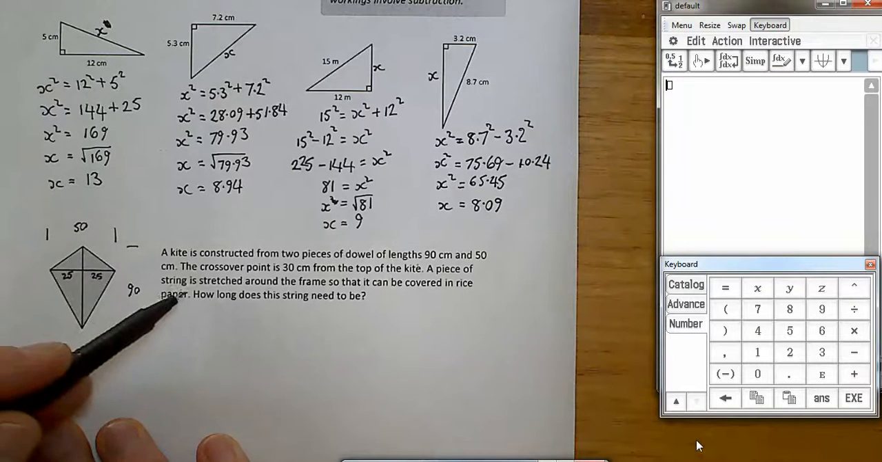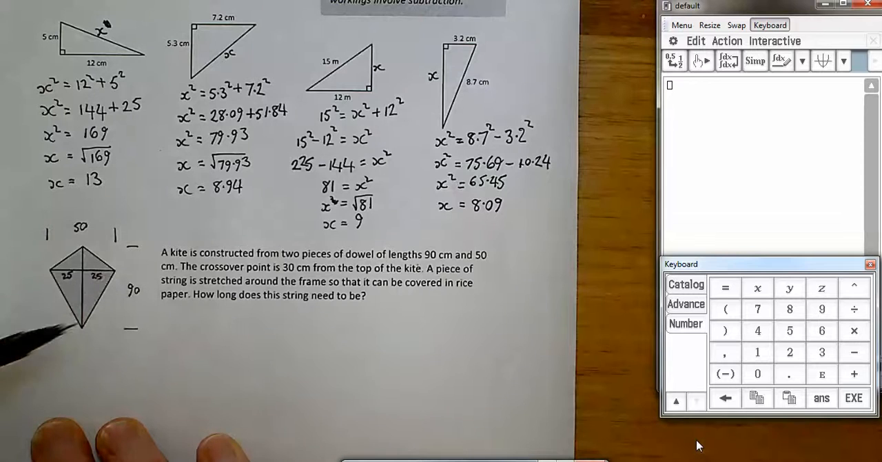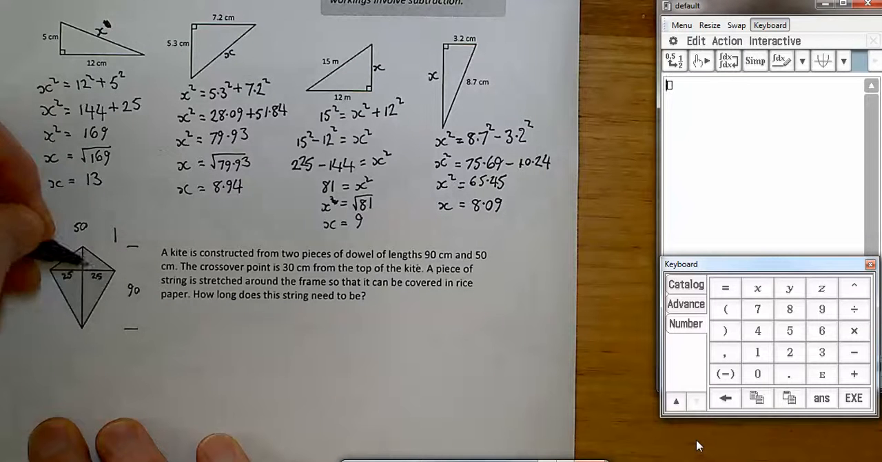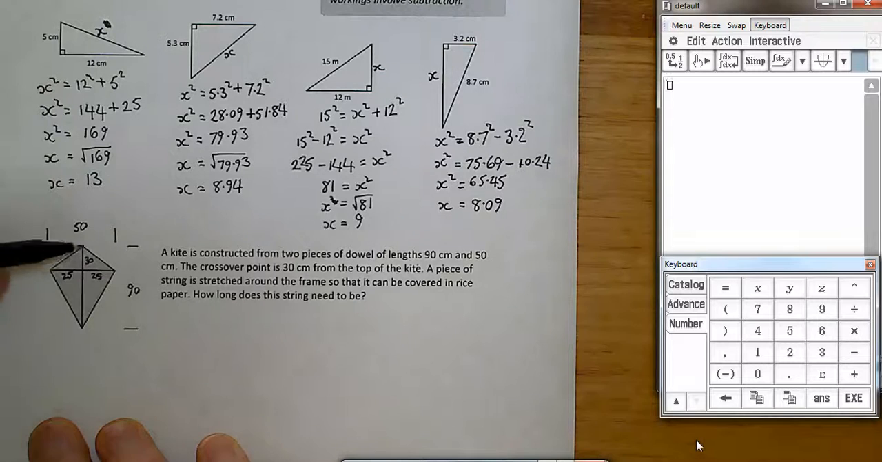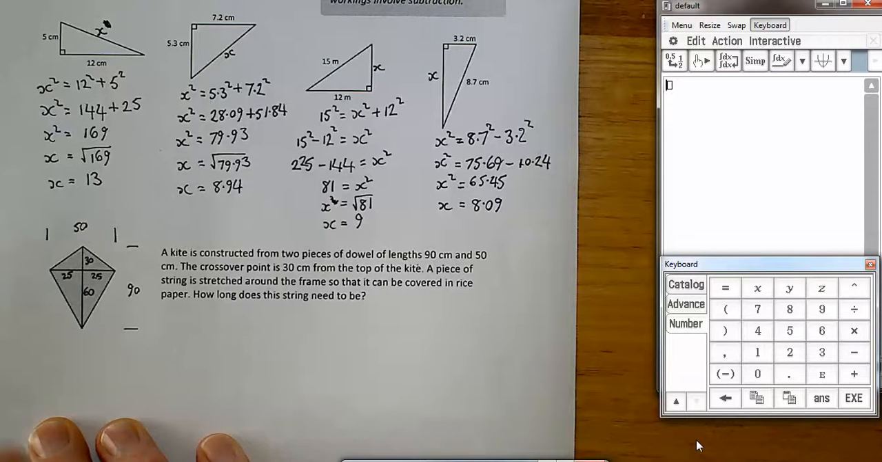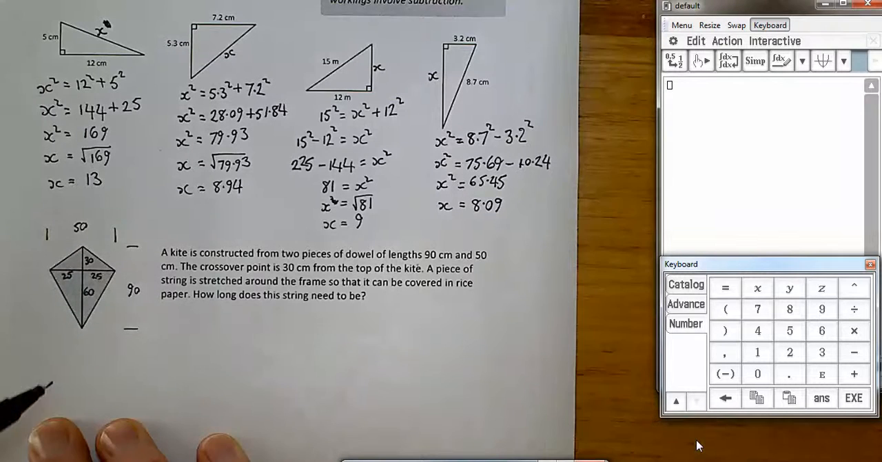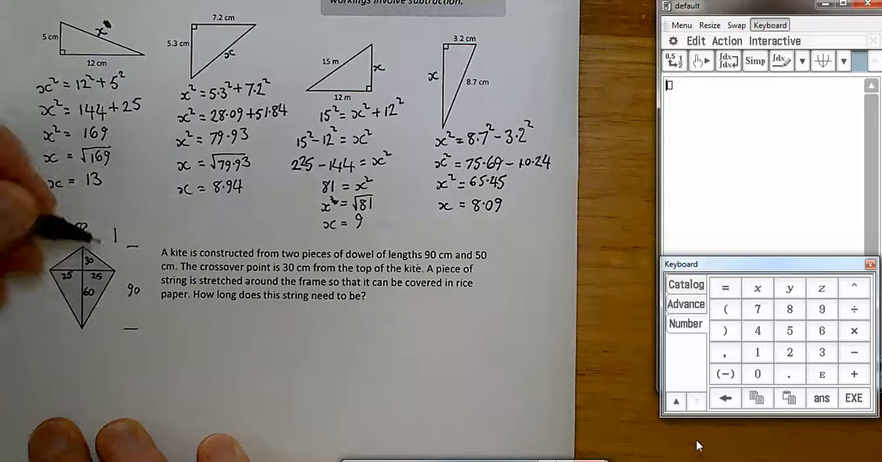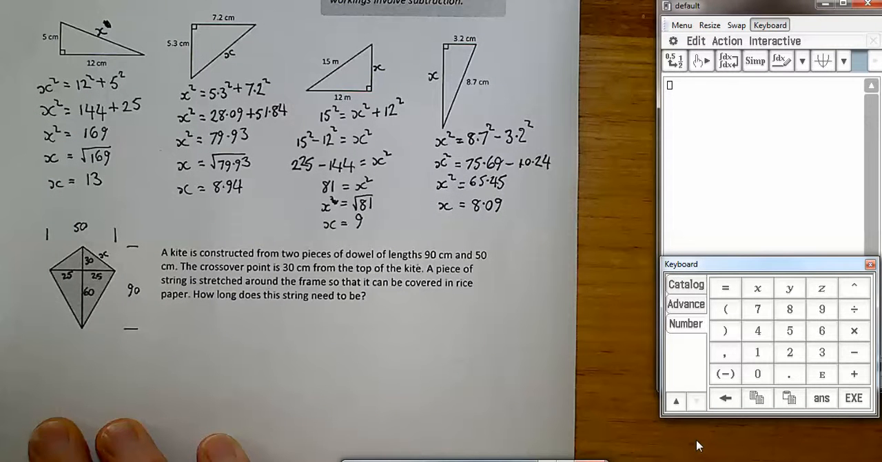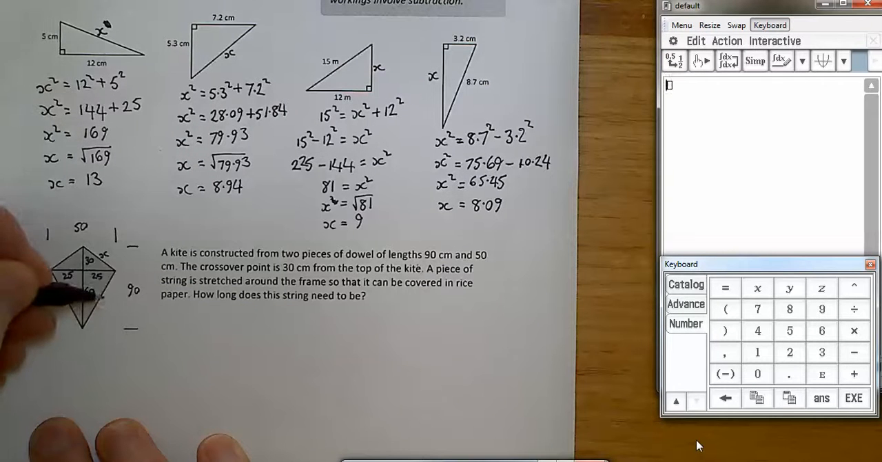And it also tells you that the crossover point of these two is 30 centimetres from the top of the kite. So that's 30 centimetres, and that whole piece of dowel there was 90 centimetres long. I guess that means that this bit here has to be 60. Now there's a piece of string that's wrapped around the kite, and we have to work out how long it is. But that's not going to be too difficult, because you can see these are right-angled triangles. We could look at this right-angled triangle here and work out that length there, x. It'll be a straightforward Pythagoras theorem application. And then looking at this triangle here, we'll be able to work out this distance here, y.